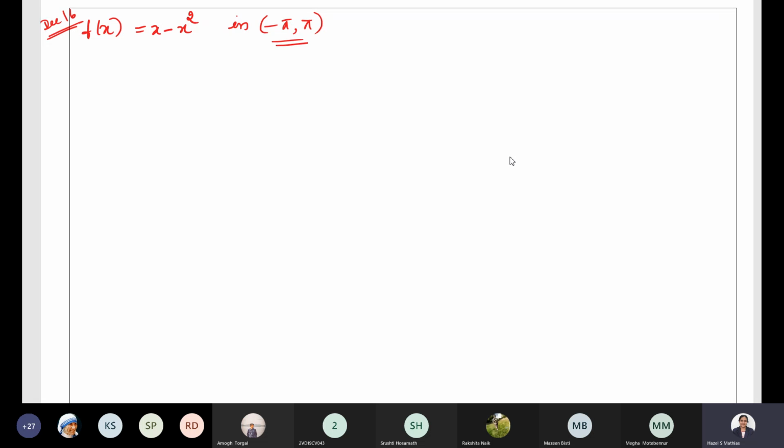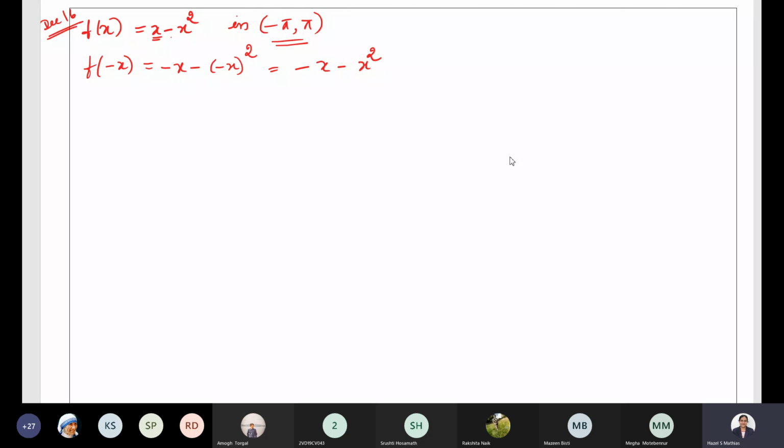Whenever a question is there, you can check. There is no problem in checking. So you check by putting x equal to minus x. What happens if you put x equal to minus x? You have to replace x by minus x. So what happens when you replace x by minus x? Here it will be minus x minus x whole square. So it will be minus x square.